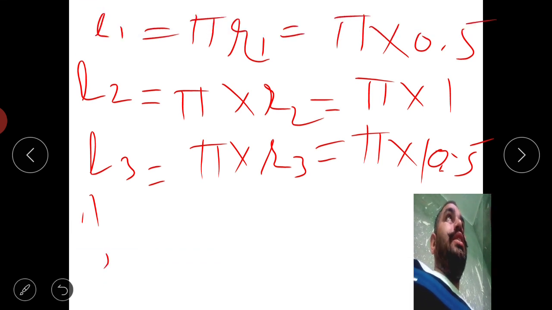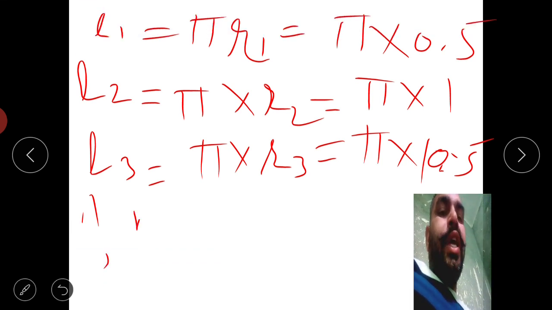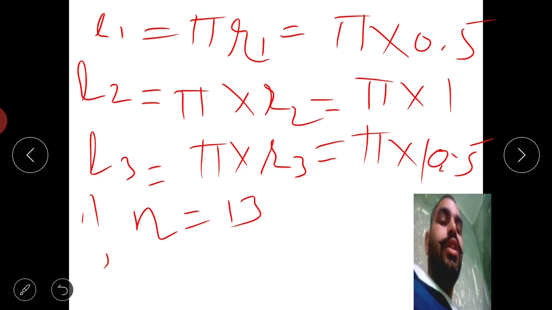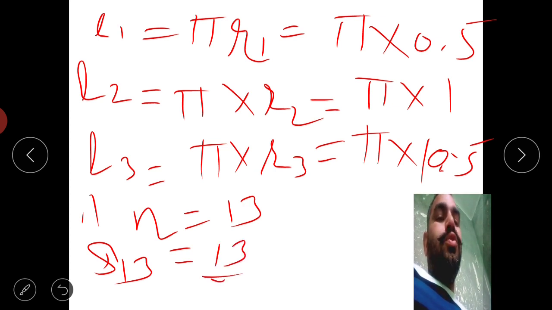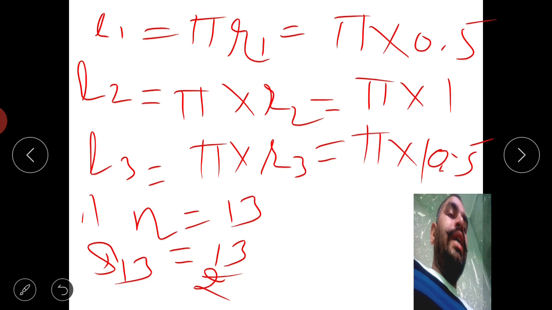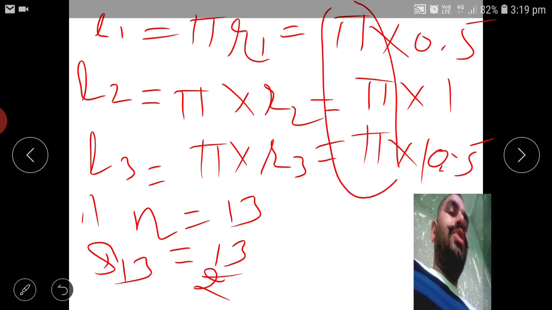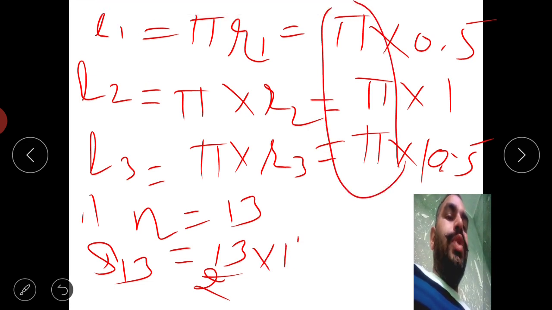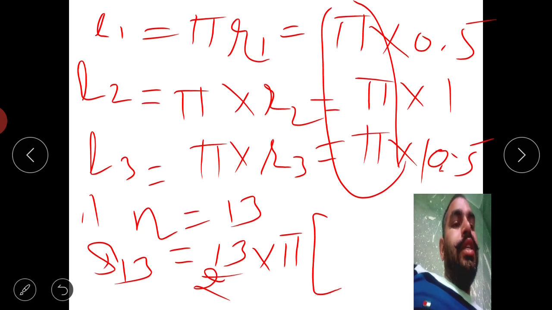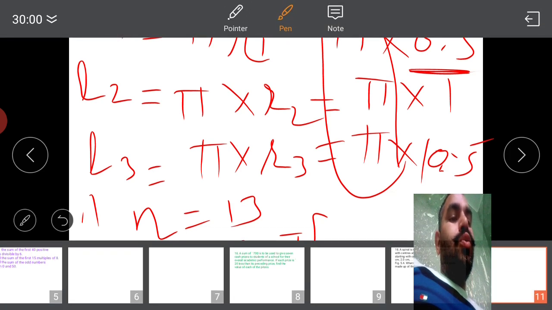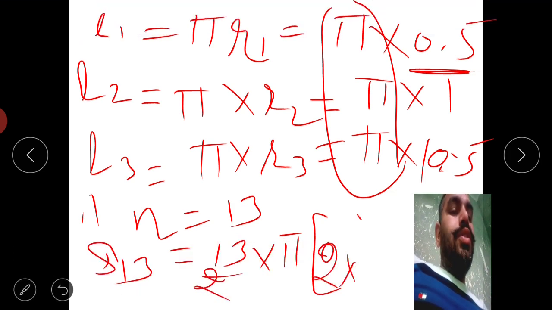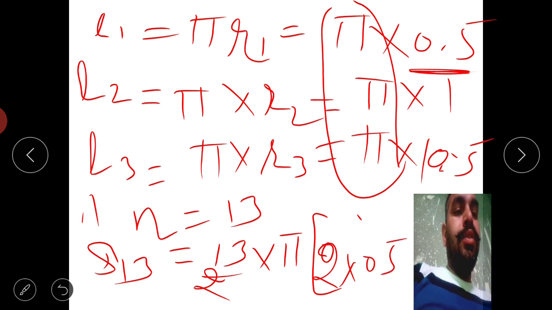So the sum we have to find out. For sum, n is equal to what? 13 is there. So as 13, we have to find out that S is equal to 13 by 2, and we can take pi as a common from all the terms, yes or no? So into pi, or you can write it, a is the r1 is 0.5, 2 into a, 2 into 0.5. मैं नेक्स्ट स्लाइड में चलता हूँ, देखते हैं क्या होता है.